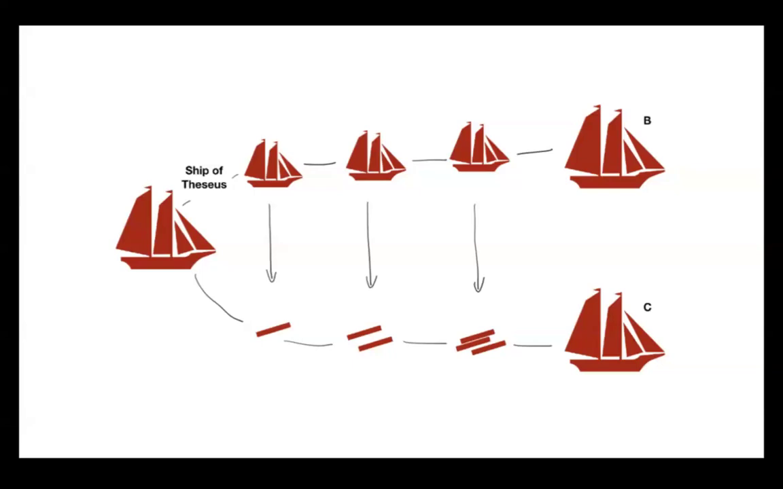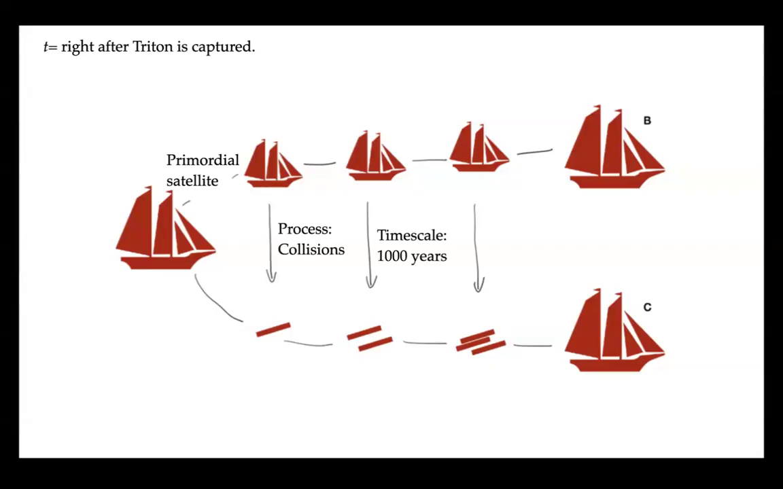And the analogy I kind of want to use here is the ship of Theseus, right? You can talk about Puck or you can talk about Proteus as some object that has existed for a long time, but the sheer number of collisions between these bodies means that this is probably not true, right? If we take a primordial satellite, let's take the Neptunian system, some time right after Triton is captured. You have the replacement of the planks of the ship slowly with new planks.